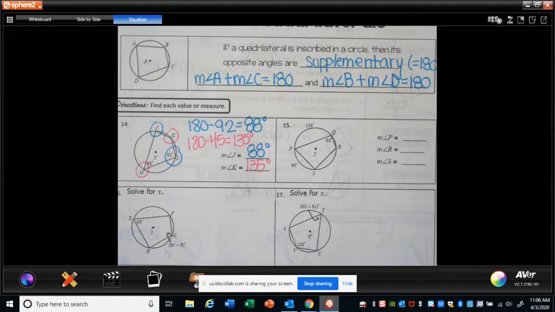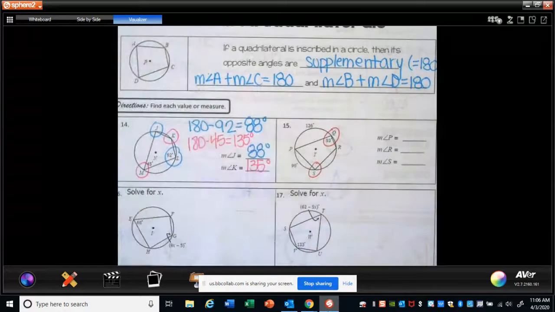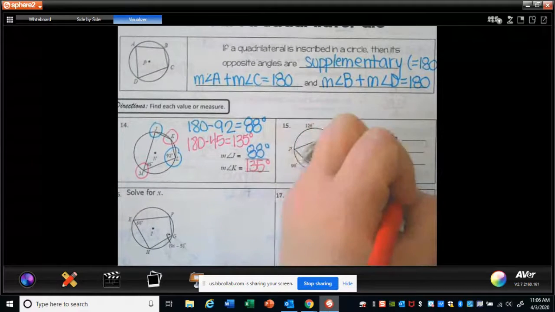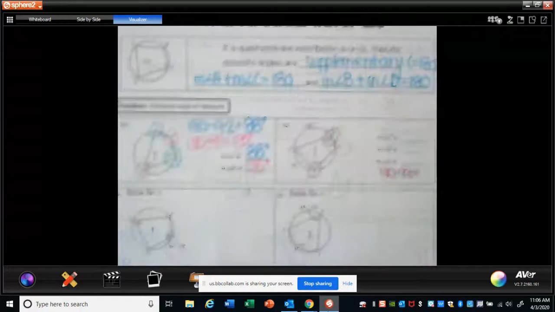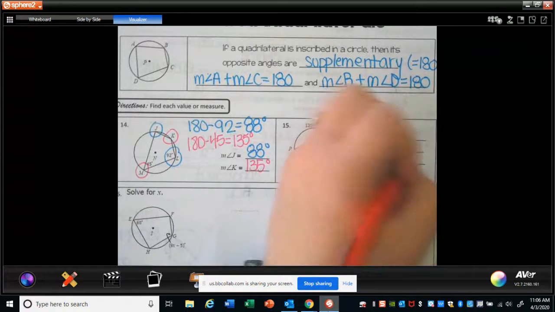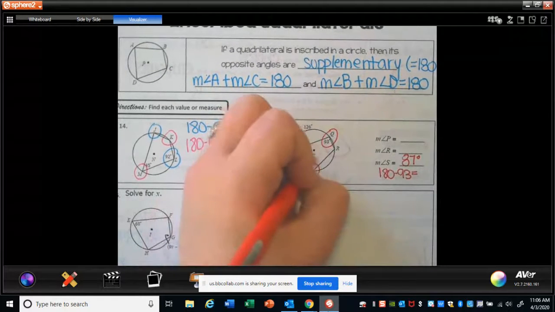All right, so the next one's a little bit different. We have some arc measures and just one angle measure, so we're going to have to use those arcs to help us. So I am going to go ahead and find the angle that's opposite of angle Q. That's going to be angle S. And so to find angle S, I'm going to say 180 minus 93. And that's going to give me 87. So I know that angle S is 87 degrees.